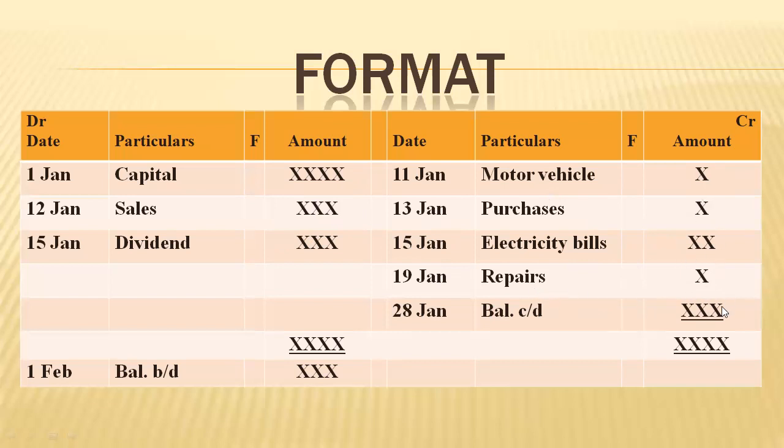So the balance will be written on this side. We add up all this together, it will give us this. We add up all this together, it will give us this. Now this balance will be transferred to the beginning of the next month. The same thing would happen if this side was more. If this side was more, the balance will appear here. That means in the other months, it will appear on this side. So it depends on the type of transaction that has taken place.